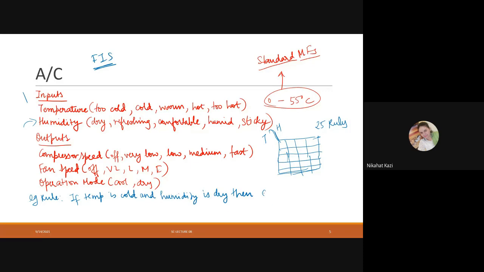So this is how you're going to do it. For example: cold and dry, compressor speed is very low, fan is off, something like that. And operation mode is cool, or it is not required. So this is one example of a rule. There'll be n such rules. Are you getting it?